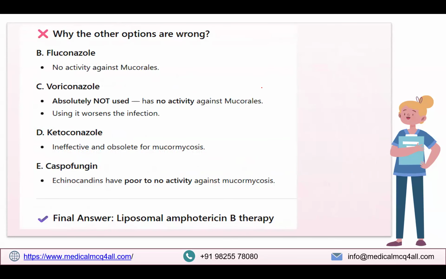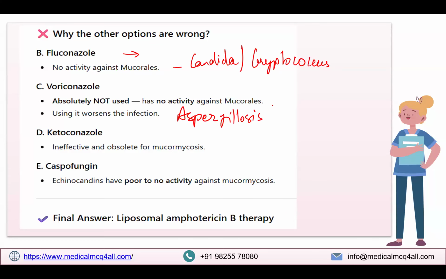Fluconazole, it is not active against what? It is not active against Mucorales. Fluconazole can be given against what? Candida. Very good. So fluconazole can be given against Candida or Cryptococcus. Cryptococcus, again a systemic fungus, right? Voriconazole can be given against aspergillosis. Voriconazole is a drug of choice for aspergillosis, whether Aspergillus niger or plain aspergillosis.